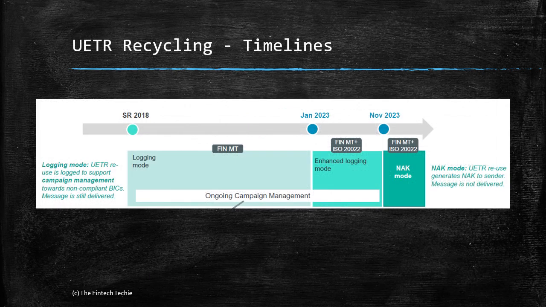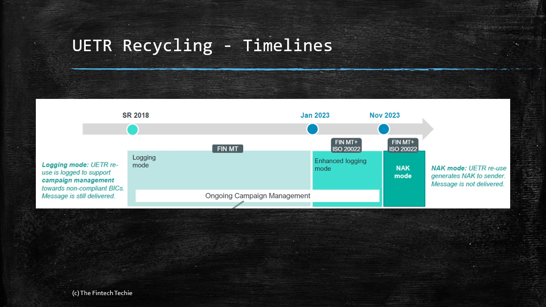What are the timelines of these UETR recycling validation rules? UETR, as you are all aware, started in the 2018 Swift release. At that time, the UETR recycling rules were in logging mode, which means that if a duplicate UETR was found, it was just logged and informed to the sending institute. The message is never nacked. This resulted in a reduction of duplicate UETRs over the years.